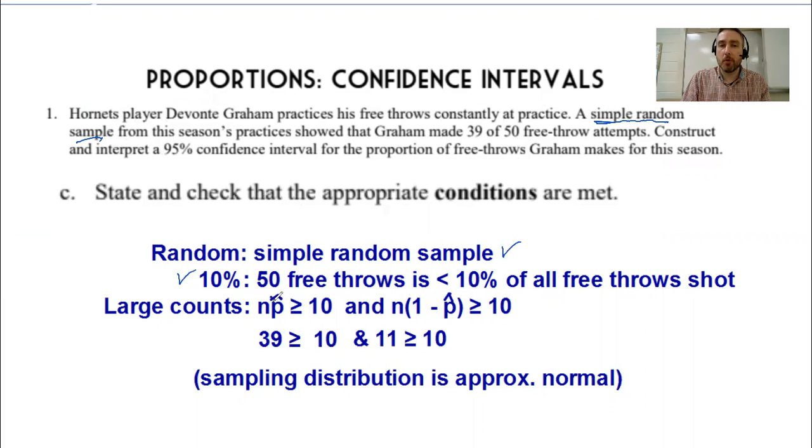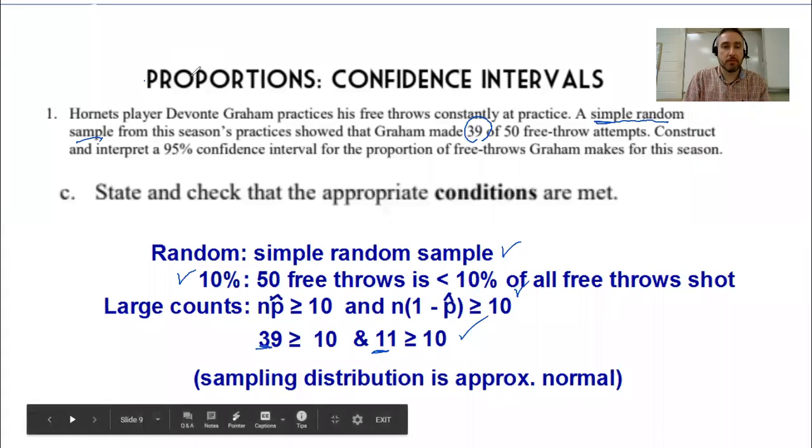Large counts. n times the proportion. We don't have the true proportion, so we use the sample proportion. np is greater than or equal to 10, and n(1 minus p) is greater than or equal to 10. Well, there were 39 free throw attempts that got made. So that's 39 in your success column, which means there's going to be 11 in your non-success column. So those are both at least 10. So we're good. We've met the large counts condition, the independent, and the random. Now we're ready to do the interval.